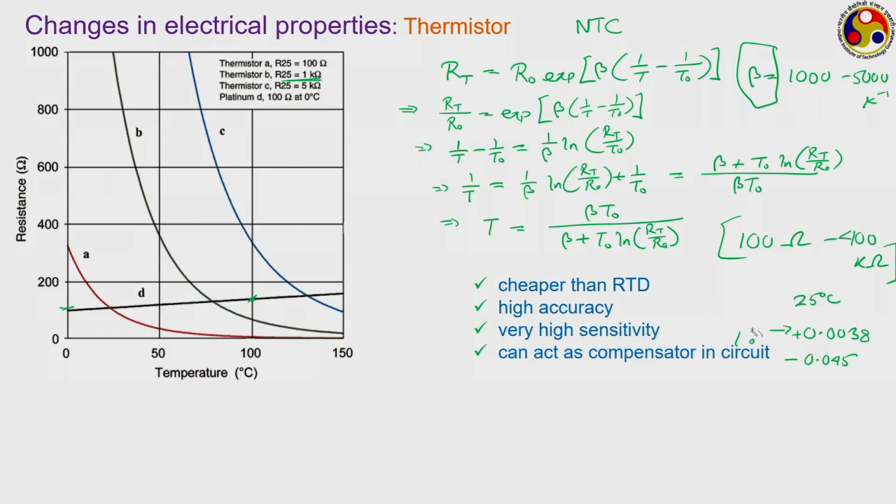They can act as a compensator in circuits, because most of the common materials generally have an increase in resistance with increase in temperature, but thermistors have a decrease in resistance. So, they often can act as the compensator in common circuitry.